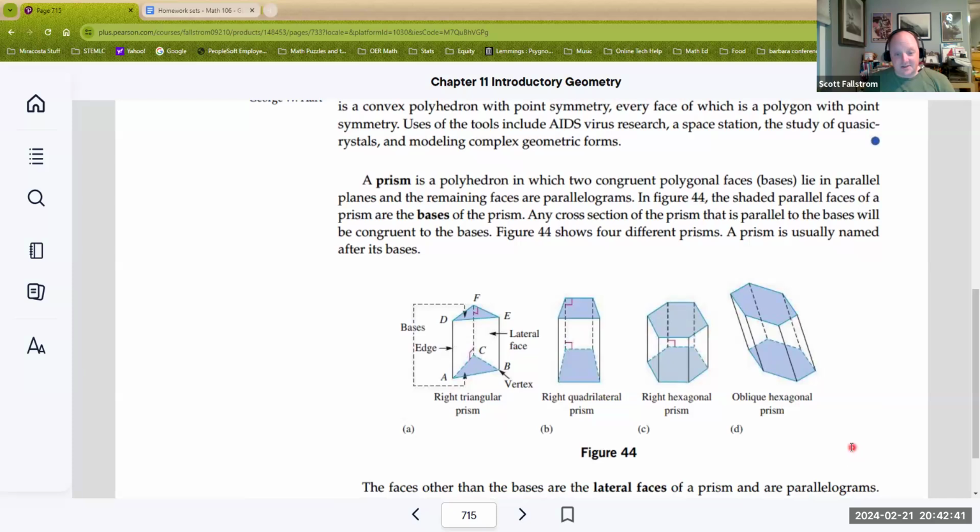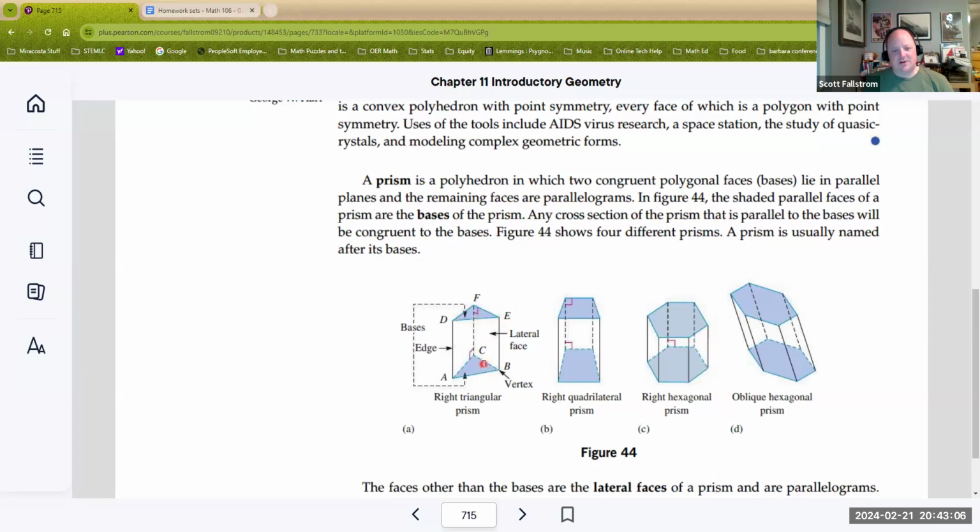The names that we use are pretty consistent. What you want to do is picture a shape. If you have a mirrored shape on top and bottom, and if they lie in parallel planes, then that is known as a prism. Some of you might think of the prisms where the light shines through and reflects into a rainbow. That's where that name comes from.